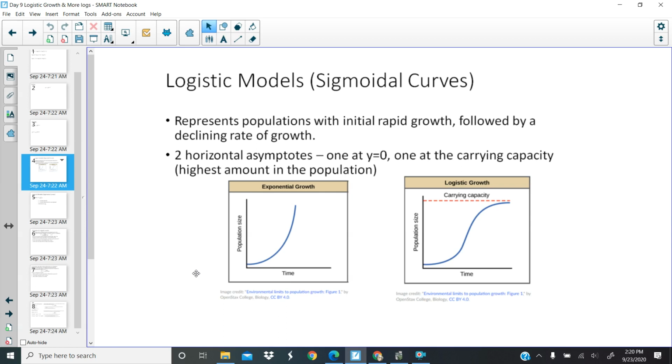All of these logistic models are going to have two horizontal asymptotes, and that's what creates this S shape that you see here. The first horizontal asymptote is going to be at y equals 0. So that means there are 0 people in the population that you're talking about. And the higher horizontal asymptote is going to represent the highest amount in the population that is possible. And that's going to be called the carrying capacity.